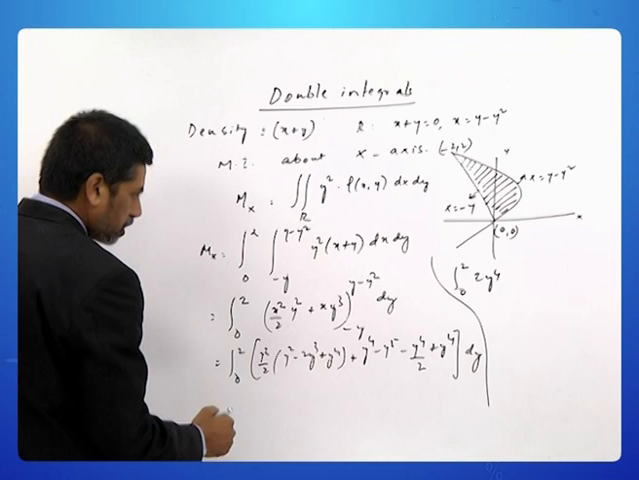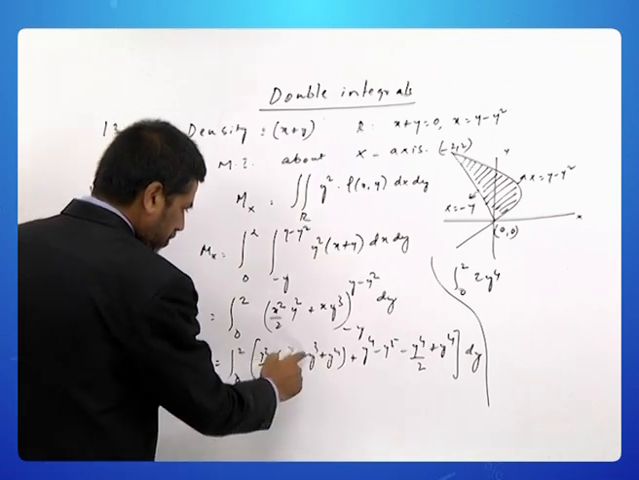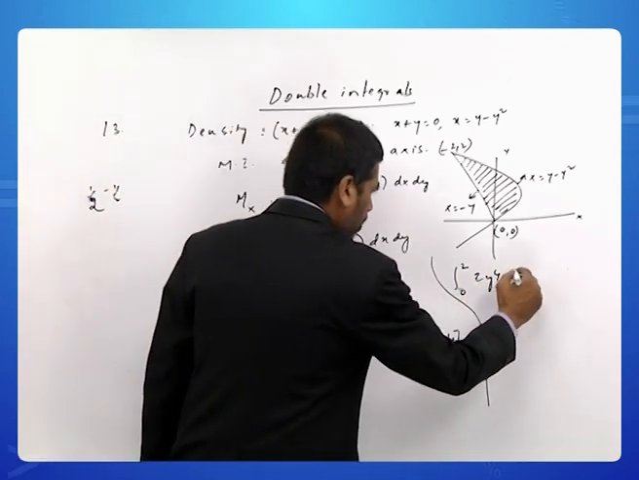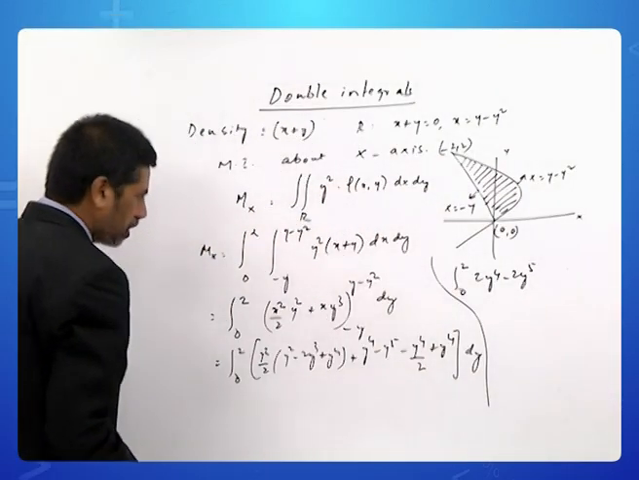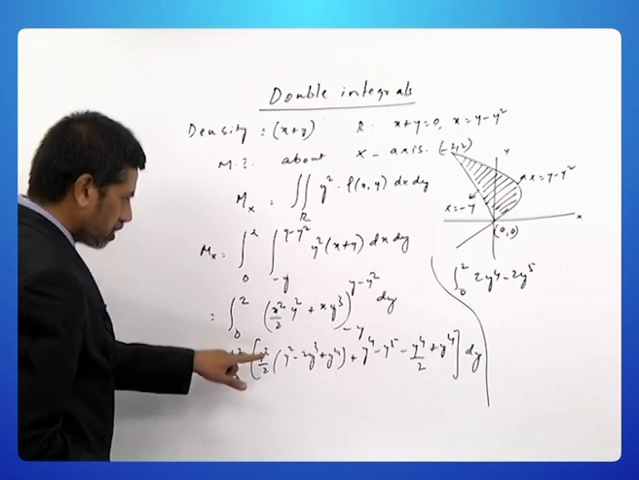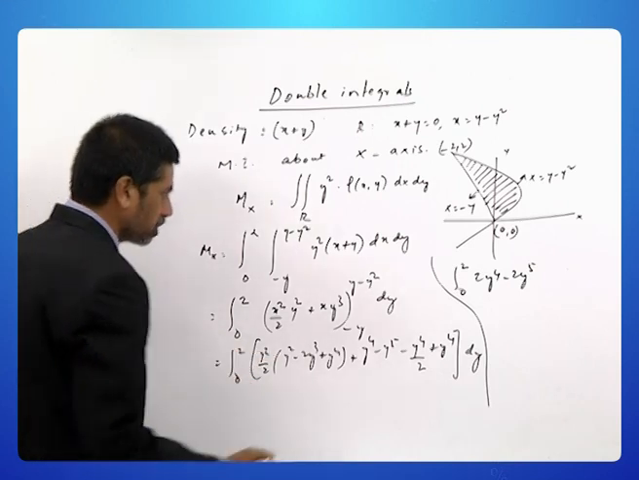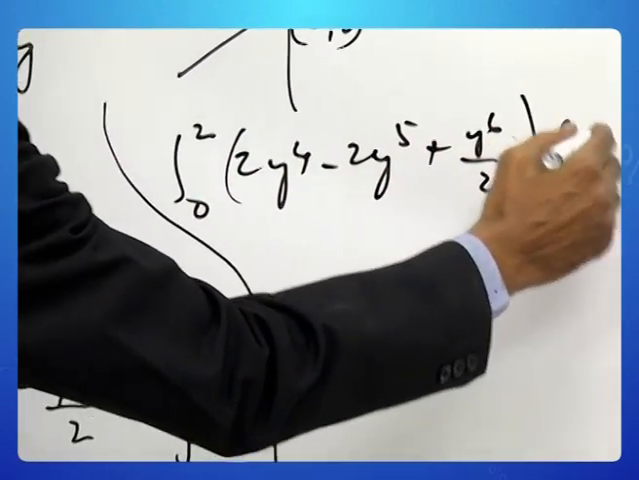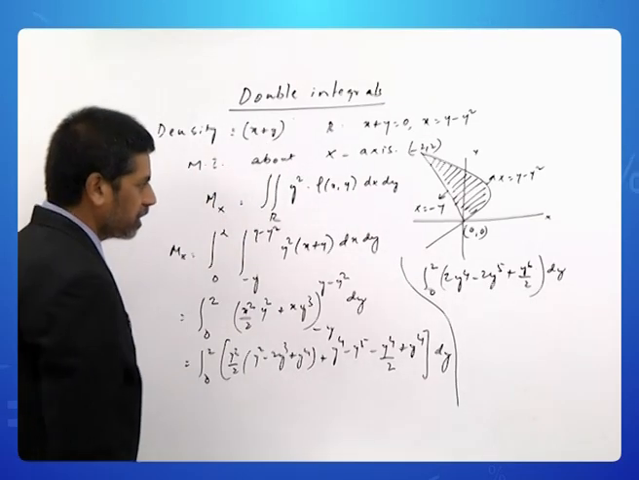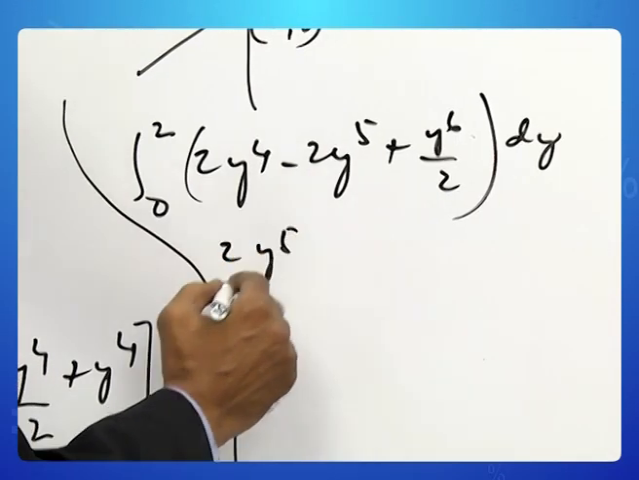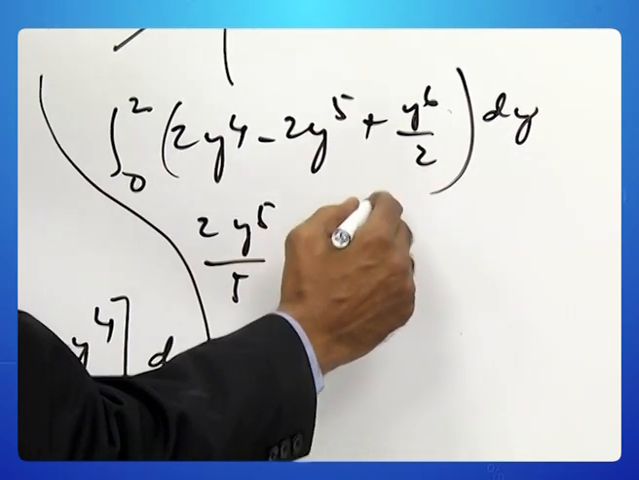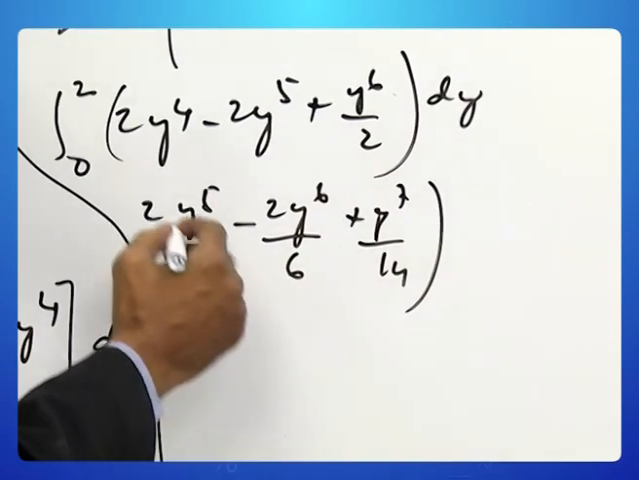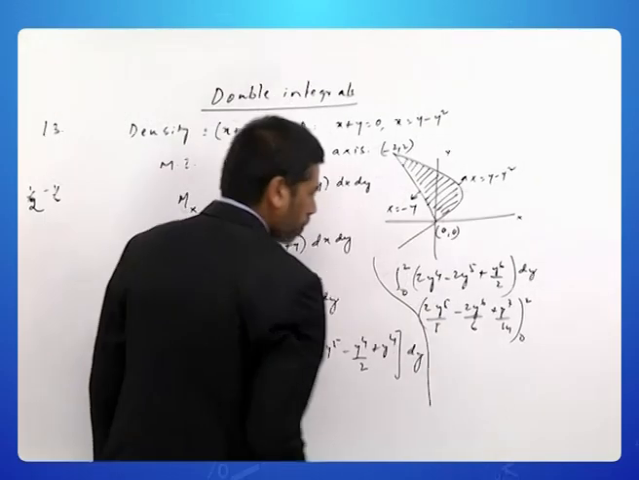Right. So let's come to the y power 5 terms. 2 and 2 will get cancelled. Minus y power 5 minus y power 5 is minus 2y power 5. And then of course only y power 6, only one term will remain, that is y power 6 by 2. Right. If you integrate this, you will get 2 y power 5 by 5 minus 2 y power 6 by 6 plus y power 7 by 14, 0 to 2.